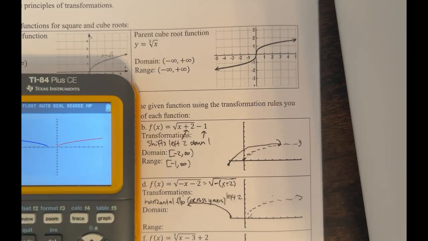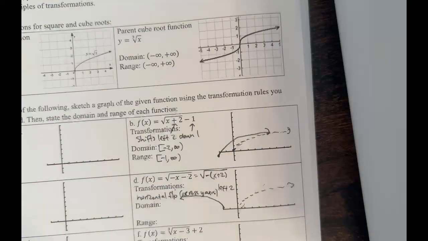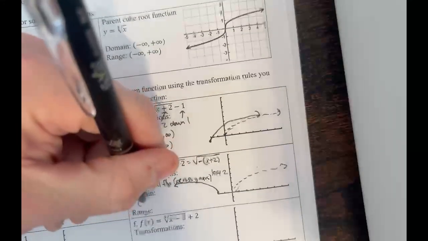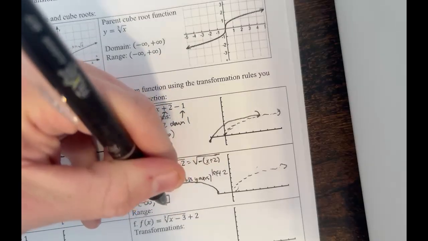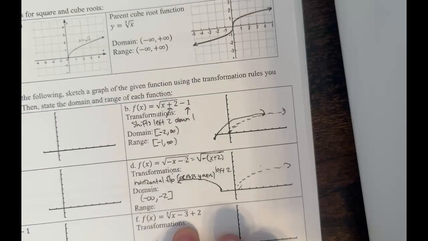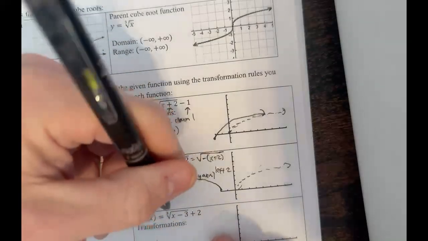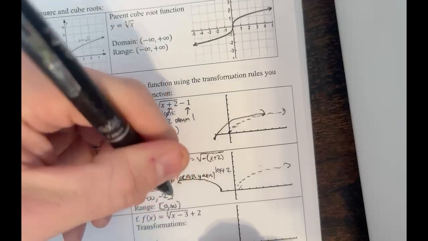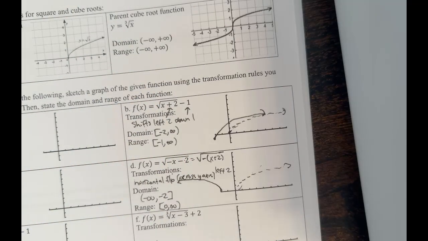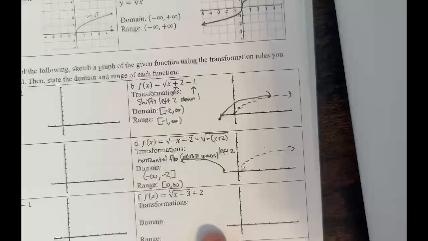Okay, so domain, how far left is this going to go? Well, this can go forever left, so it's going to be negative infinity. How far right will it go? Well, it'll go to -2. Range, how far down will it go? Well, it'll go down to 0. How far up will it go? Well, it'll go up forever to infinity. So 0 to infinity.